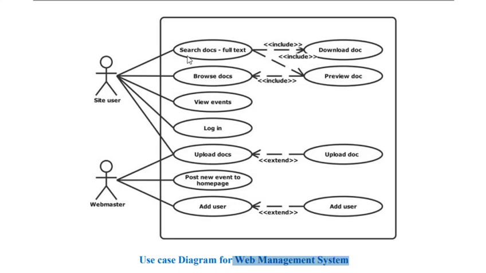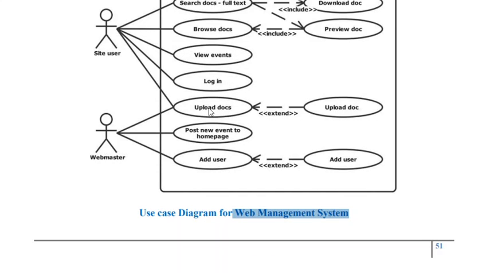Whenever documents are searched, if the document is found, it includes downloading of the document. It also includes preview. Whenever you're trying to browse documents, it includes preview. Whenever you're trying to upload documents, you may or may not upload a document. You may or may not add a user. If there's a request, you will add a user. If there is a document to be uploaded, you upload the document.